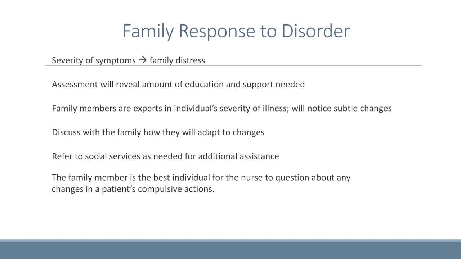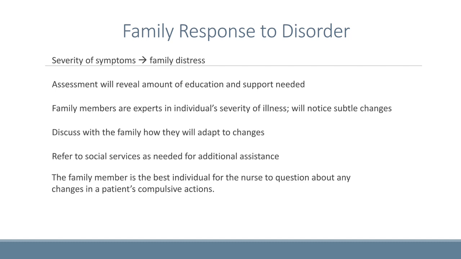As far as family response to the disorder, the severity of symptoms is really going to predict the family's distress and response to this. The assessment will reveal the amount of education and support that will be needed for the families. Family members are experts in the individual's severity of illness, and they will be the ones to notice subtle changes.